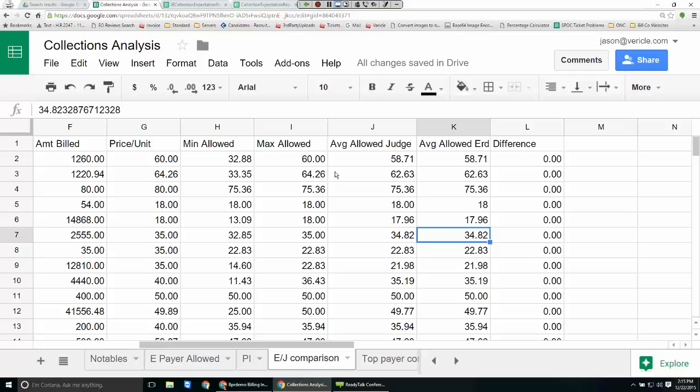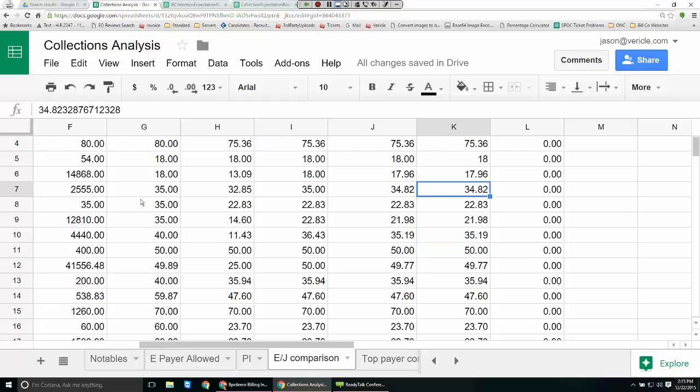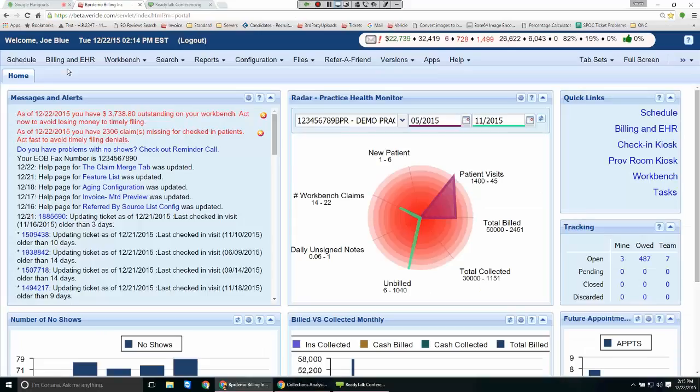So we know that all these allowed amounts, all of this information was pulled out of our system. This was a straight representation of a report, and we want to make sure that anybody who sees this knows that they can gain access to this information in our system. So we'll move into our demo account, and we've come about halfway through this particular topic.